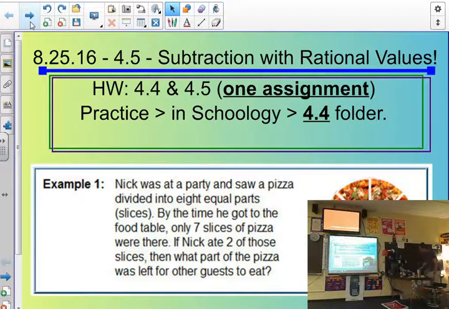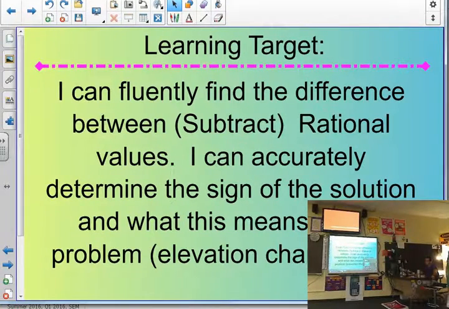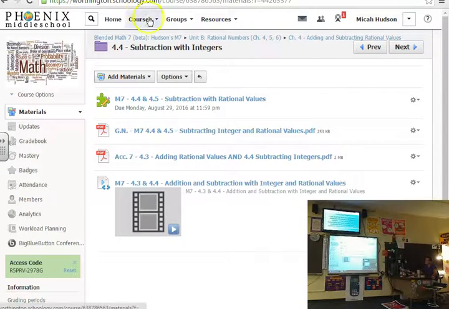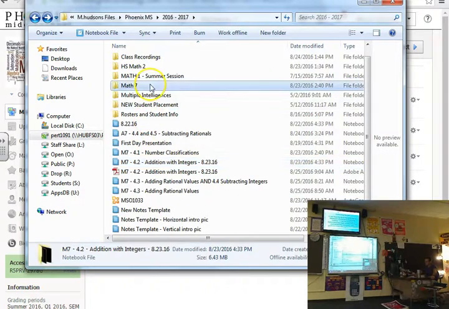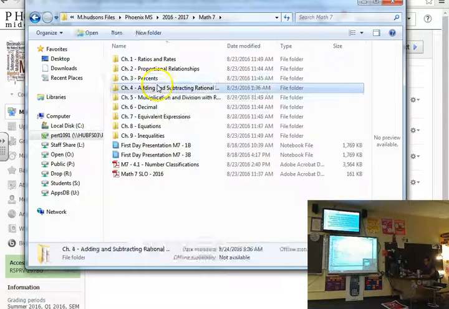Our learning target for today is that I can fluently find the difference, which means subtract, between rational values. I can accurately determine the sign of the solution. What this means in the problem, whether that be an elevation change, a lot of the times we'll talk about elevation changes, temperature changes, that sort of thing.